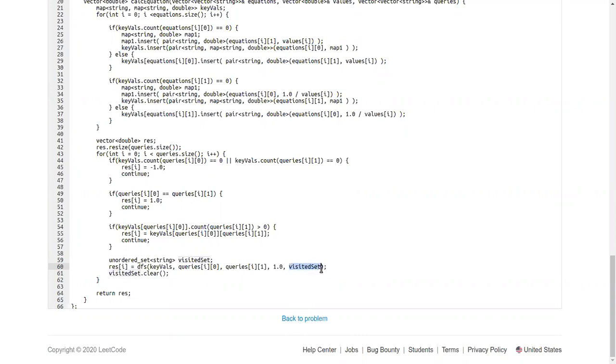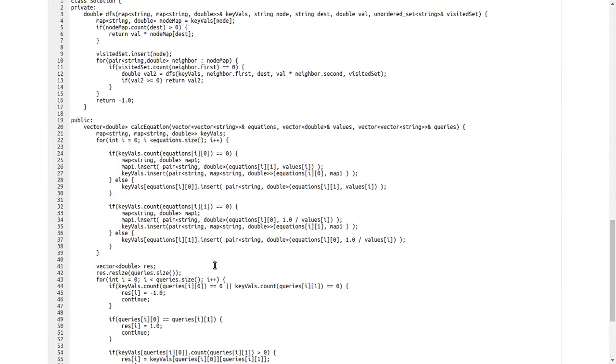And I need a visited set, so that in DFS I don't have to go in cycles. So I'm going to keep track of the visited. We just need to know whether we have visited that vertex or not. That's why I'm using a simple unordered set. When I initialize, all of them are going to be set to false, and then I'm going to go through this.